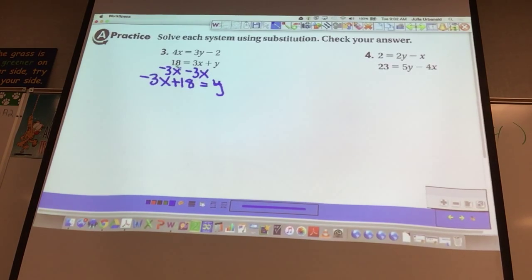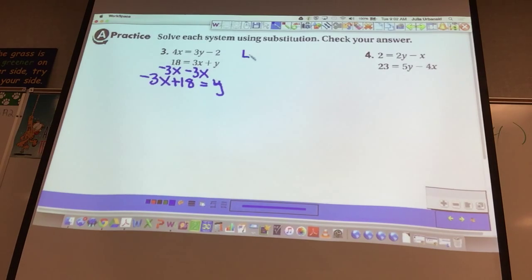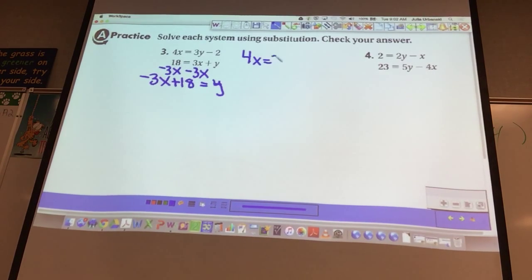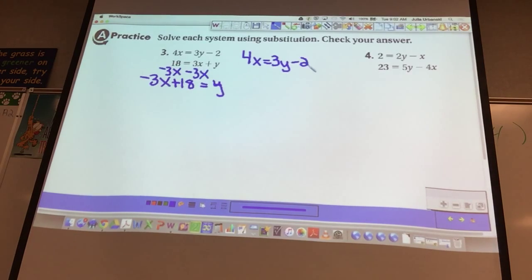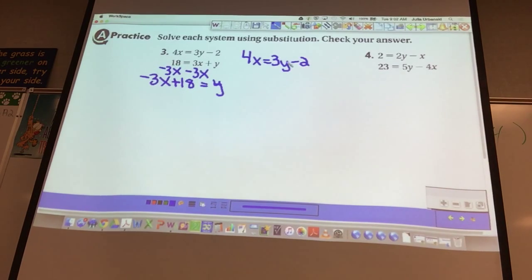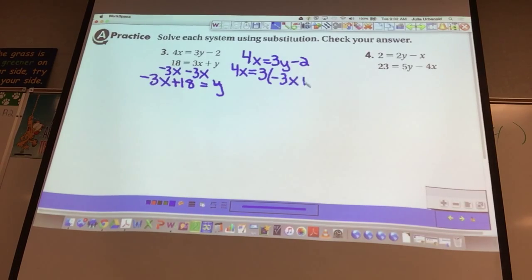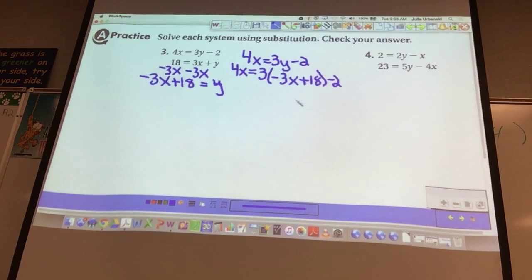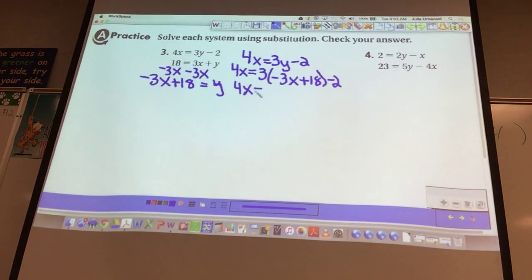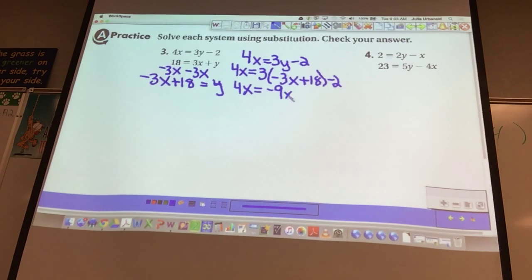All right, now we have to use that. Let's use it in the other equation. 4x equals 3y minus 2. Which of these do I take out and replace? The y, good, because it's y equals. So it's 4x equals 3 times y, which is negative 3x plus 18, and then you still have your minus 2. So that makes 4x equals negative 9x plus 54 minus 2.